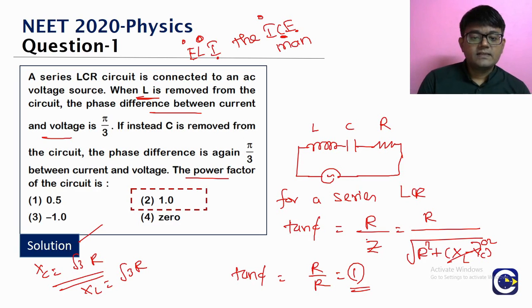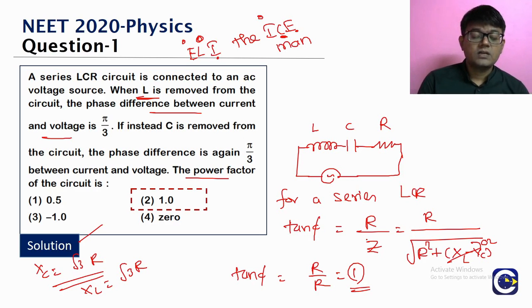So from the given two cases, we are able to get the value of XC and XL in terms of the resistance. They didn't give us the resistance value. We just took the value as some R. The only information given is that the phase difference will become pi by 3 when L is removed, and phase difference will become pi by 3 when C is removed. That is the only given information. So from those two cases, we are able to find the value of XL and XC in terms of R, and using the power factor formula for a series LCR combination.